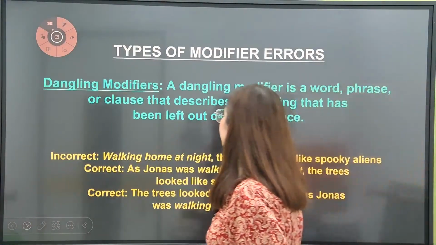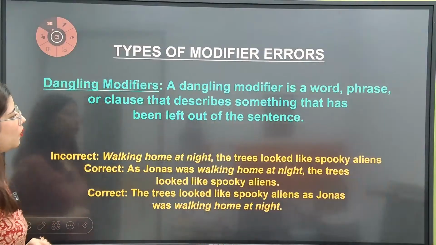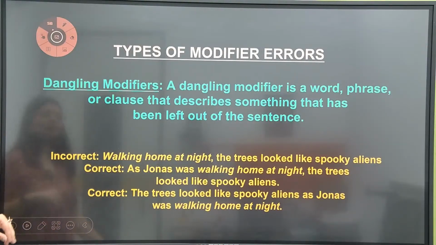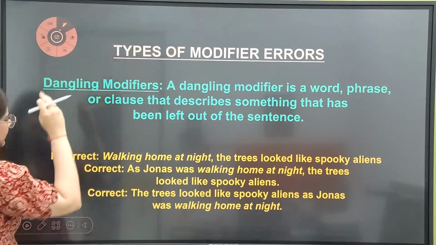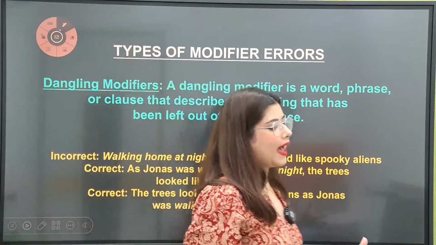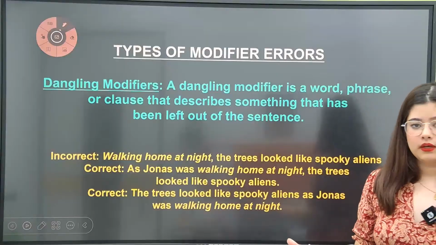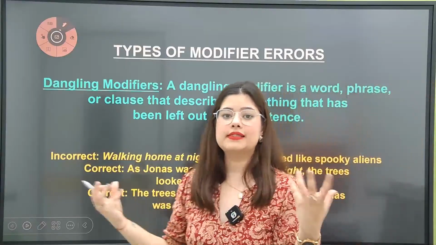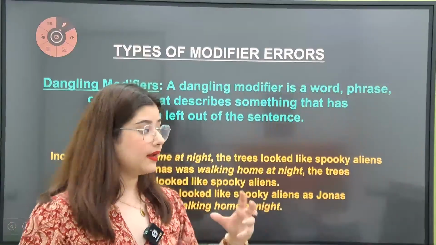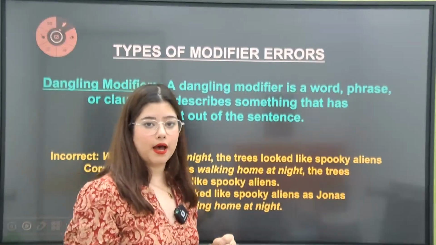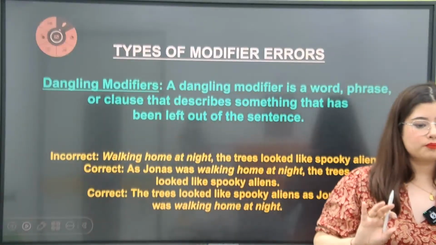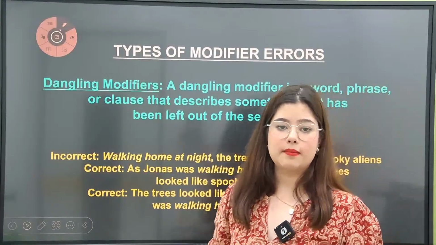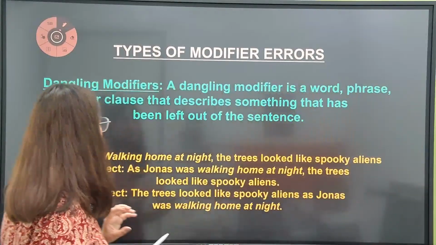Dangling modifier is a word, phrase, or clause that describes something that has been left out of the sentence. Basically, it does not have a subject. नहीं पता चलता किसके बारे में बात हो रही है, या ऐसा लगता है गलत चीज के बारे में बात हो रही है, right? Because the subject is missing from the sentence.